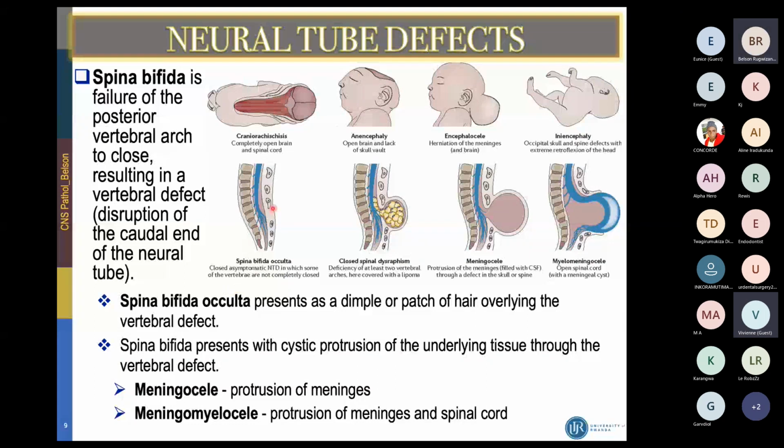So niho navugaga kenshi nta kintu n'inyuma ikintu gishobora kubikumenyesha nuko hari usanga hari inyuma harameze imisatsi myinshi kikaba ari nk'ikimenyetso. Otherwise there is no mass like here. So this is closed spinal dystrophism. It is closed because here there is a skin around it. So deficiency of at least 2 vertebral arches here covered with a lipoma.